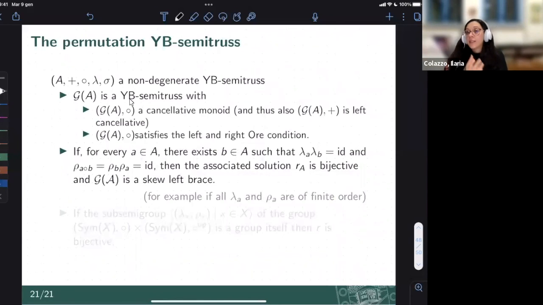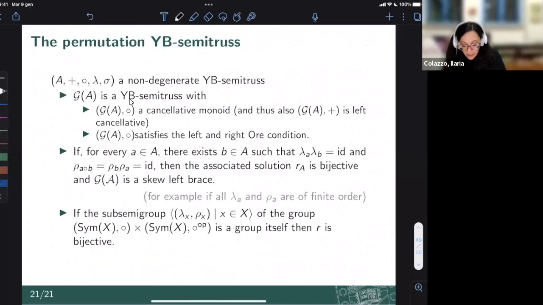Moreover, we can notice that this extends the case in which the lambda_a and rho_a maps are of finite order, which happens, for instance, when the solution is finite. And finally, we can see that if we look at the semigroup generated by the lambda and the rho, and this semigroup is indeed a group, then also in this case the map r is bijective. And this more or less is what I wanted to say.